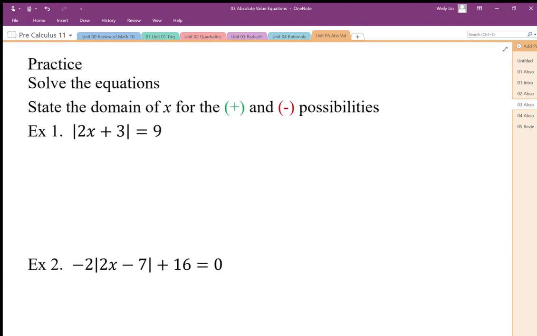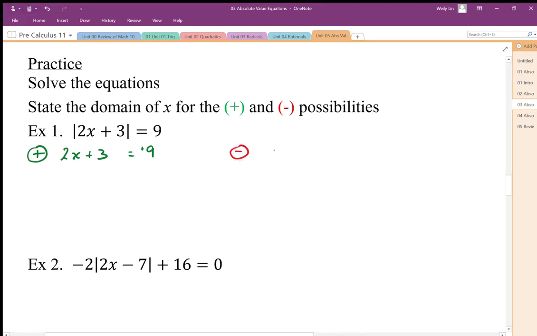So let's practice solving these algebraically. The process is we need to figure out the domain for the positive and negative possibilities. If it's positive, the positive domain, we're going to say that the inside function 2x plus 3 is equal to positive 9. And then we're going to come up with the negative possibility.